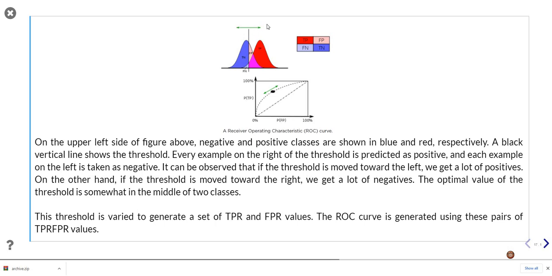If you move this line, following the green arrow, towards the left, you'll get more positives. More positives also means you can get more false positives. When you move this line towards here, what happens to this graph? You'll get more false positives. On the other hand, if you move this line towards the right, you'll get more negatives. It also means you'll get more false negatives. False negative is currently small, but if you move this line, the false negative area becomes big. So the optimal value for this threshold is somewhere between these two classes.